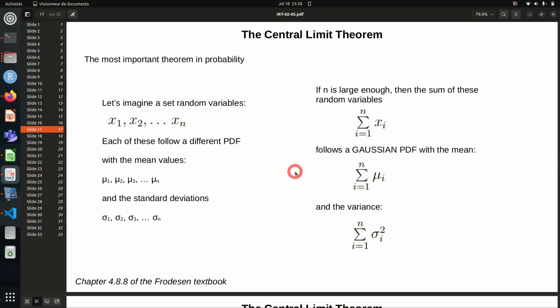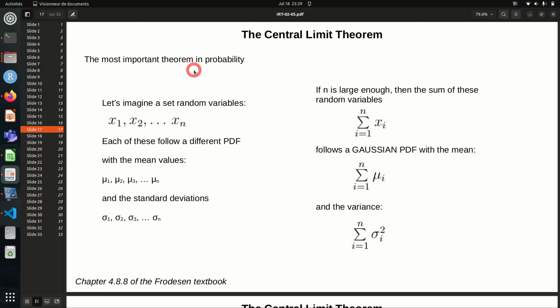One reason why this Gauss PDF is so important is the central limit theorem. And this is, without any doubt, the most important theorem in probability. If you think that statistics is complex, if this theorem did not exist, it would be even more complex. This theorem really often makes our life much simpler and easier. So what does this theorem say?